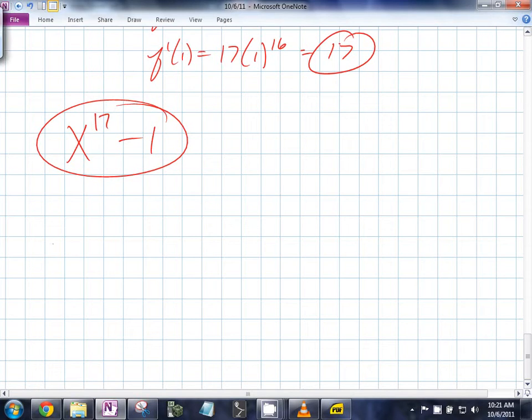17. 1, 0, 16, 0, 15, 0, 14, 0, 13, 0, 12, 0, 11, 10, 9, 8, 7, 6, 5, 4, 3, 2, 1, and negative 1, right? So look, what do we do here?